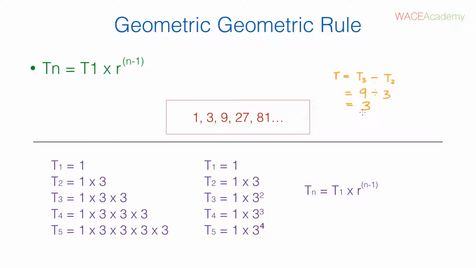Note T1 can also be represented by the letter A. If you get this in a question, just pretend A is T1. Now to find the 12th term of our series. We know that the first term was 1, so T1 is equal to 1. The common ratio, or r, is 3, and we'll substitute 12 for n into the formula. So, T12 is equal to 1 multiplied by 3 to the power of 12 minus 1.